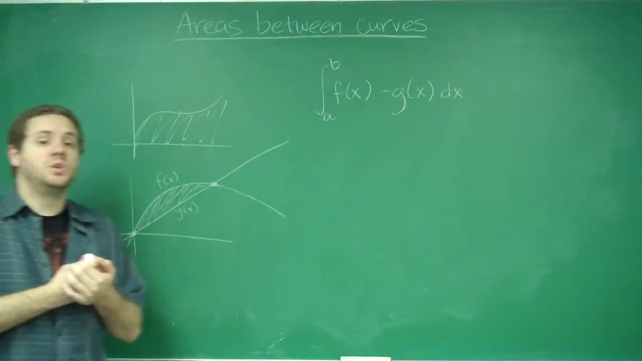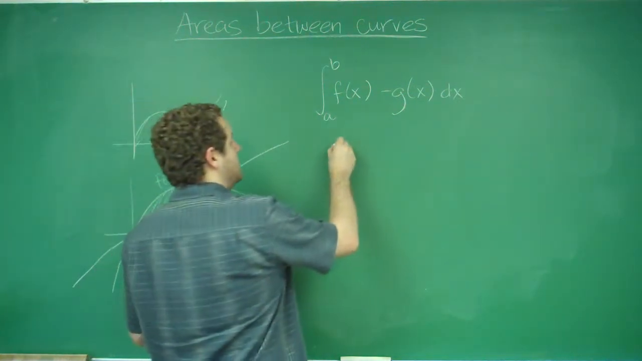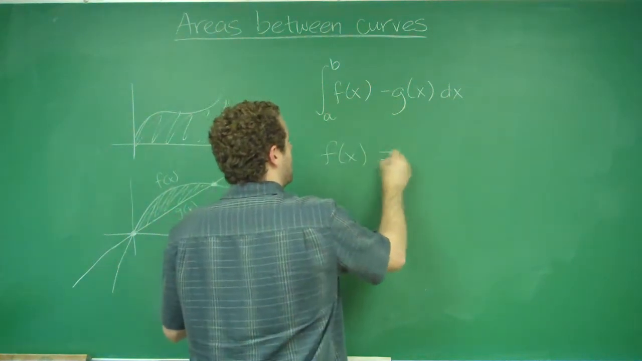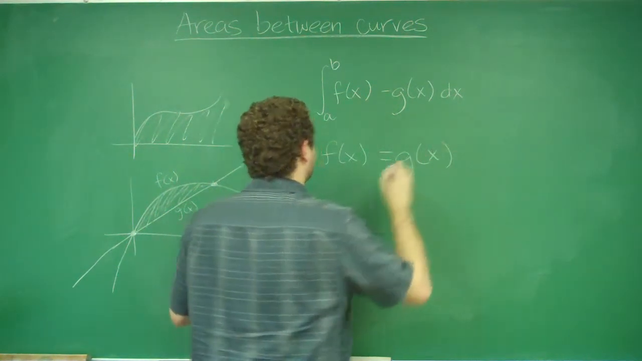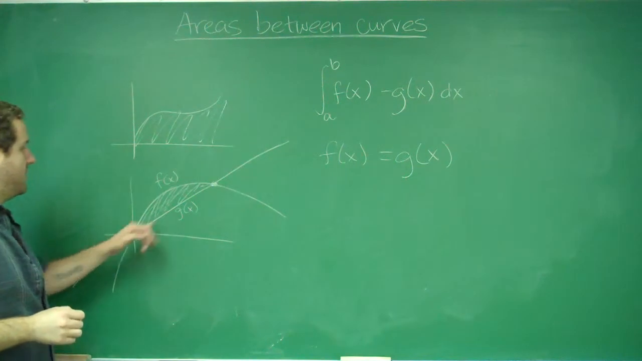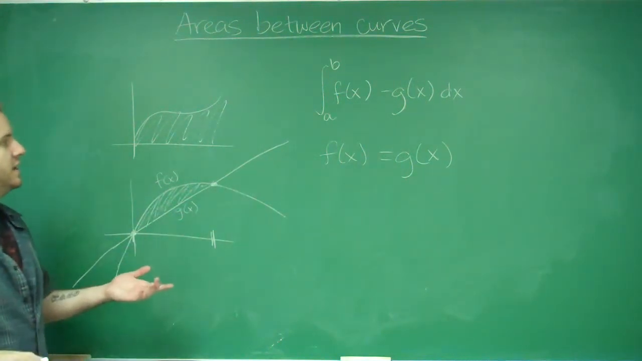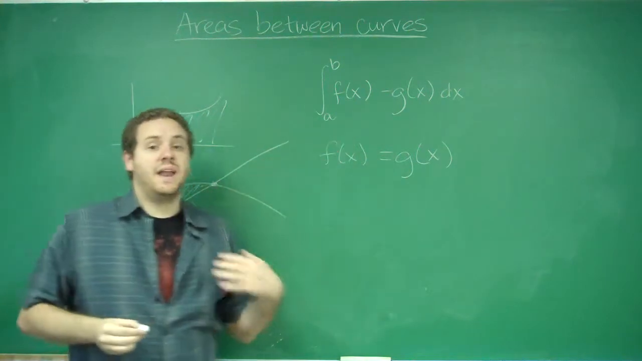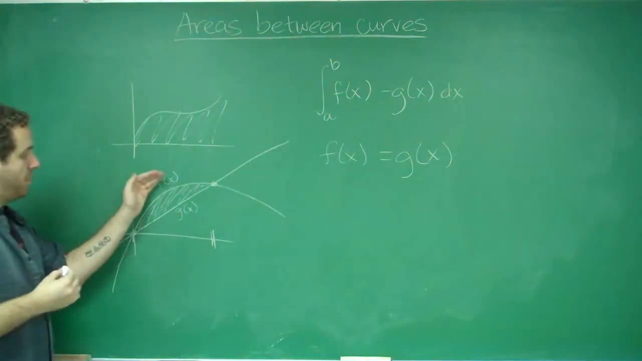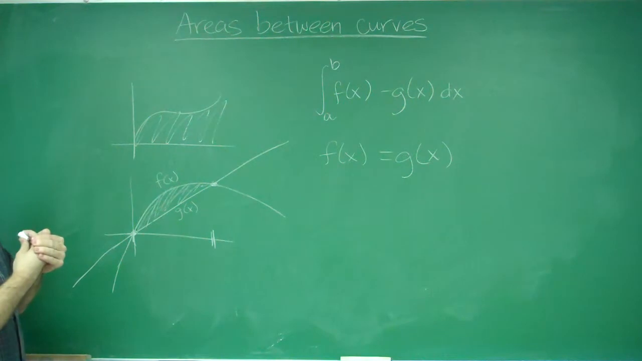A and B. So what you need to find out before you finish this is, where are the two functions equal? Well, you can figure out where they're equal, and then you can set your A and B accordingly, and then do the integral from that A to that B of the upper function minus the lower function.